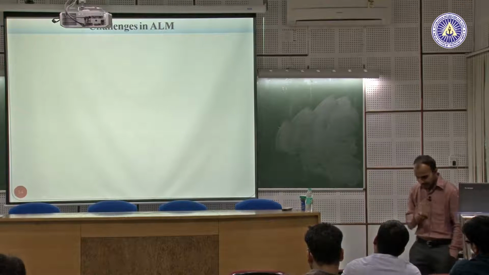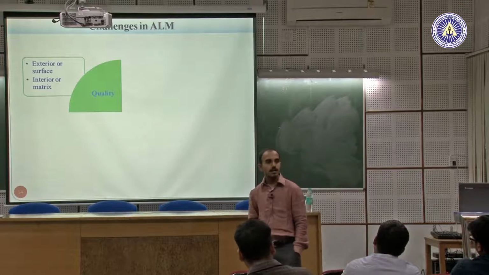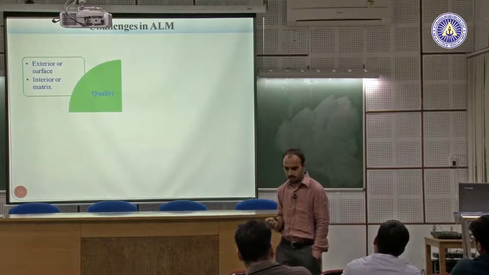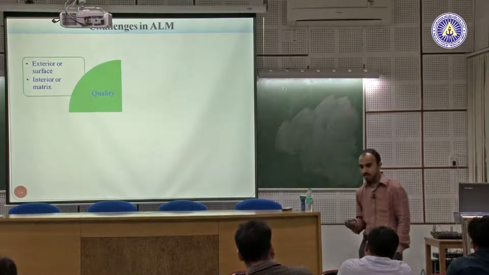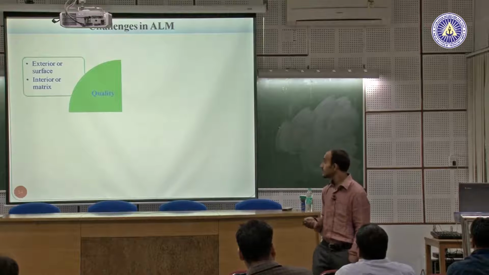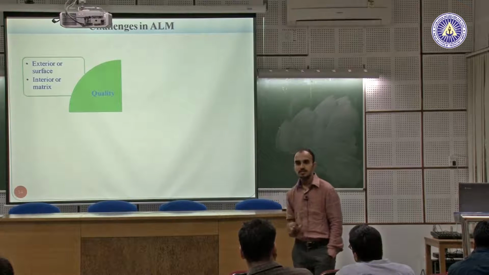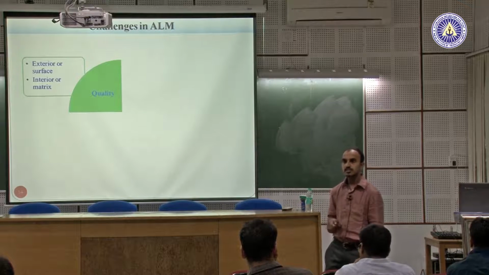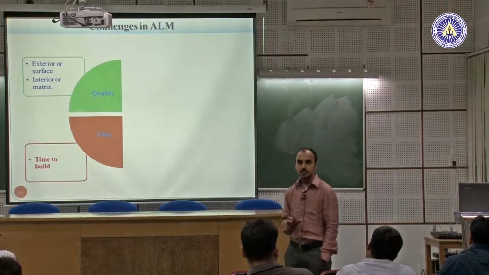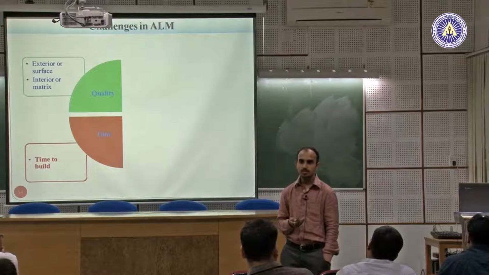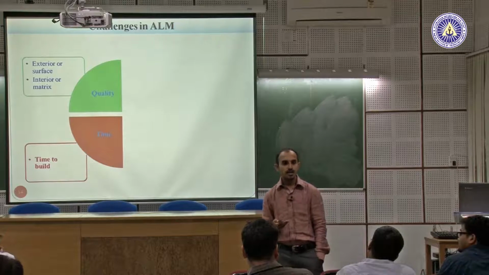But still, additive layer manufacturing has some challenges, because we cannot use additive manufacturing for any material. It has some quality problems, such as we require dimensional accuracy. Again, the interior matrix requires finer microstructures, residual stresses, strength, and a number of properties. It also affects the time, because time is a major challenge in additive layer manufacturing, because sometimes after completion of parts, some additive layer manufacturing requires a longer time for cooling.